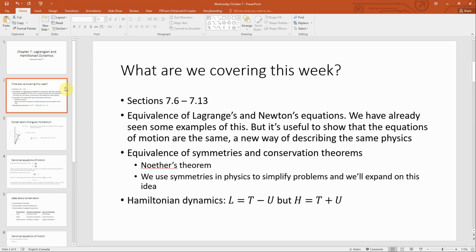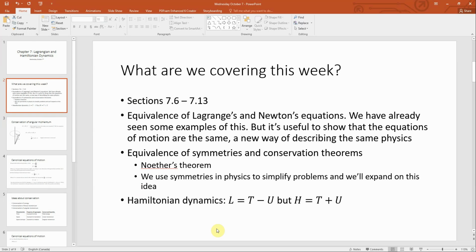We didn't quite finish off looking at symmetries and conservation theorems on Monday, so we're going to continue that today. We can expand on this, and Emmy Noether did, and this becomes Noether's theorem that shows that if you have a symmetry in a system, that's something that's going to be conserved. So we're going to use symmetries in physics to help us simplify problems, and we'll be expanding on this idea today.